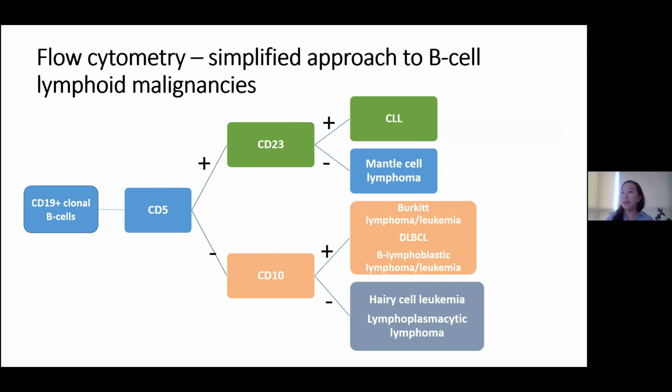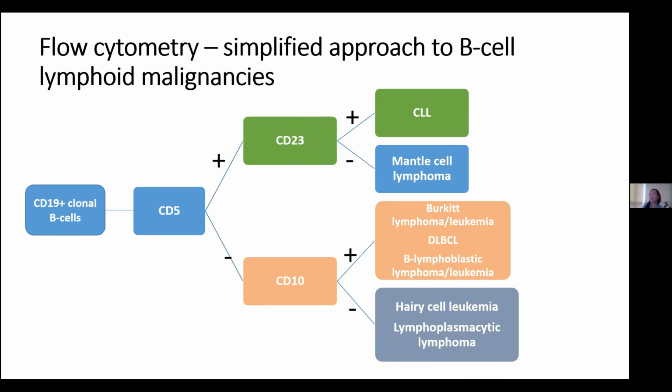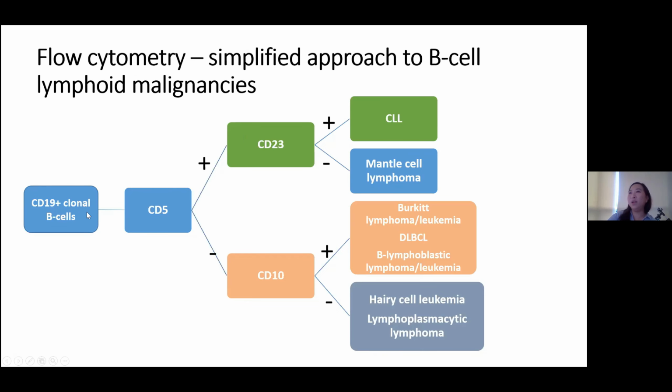Okay, and let's talk a little bit about flow cytometry in CLL. But before that, I really like this approach to B-cell lymphoid malignancies in general. I teach my residents this. I just like to conceptualize your thinking. Of course, in real life, it's more complicated than this, and there are always exceptions. But this is a good place to start. So if you have CD19 clonal B cells, the first thing you ask is, does it co-express CD5? If yes, the next thing you ask is, does it co-express CD23?